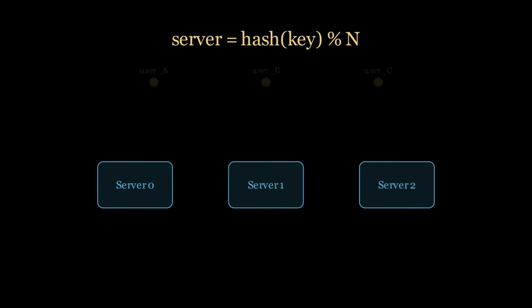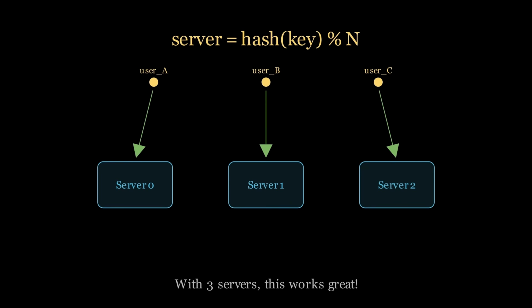The obvious answer everyone reaches for is modulo. You hash the key, take the result, modulo the number of servers, and that number tells you where the key lives. With 3 servers, it works fine. Keys spread out, and everything runs smoothly. Then you need to add a 4th server.